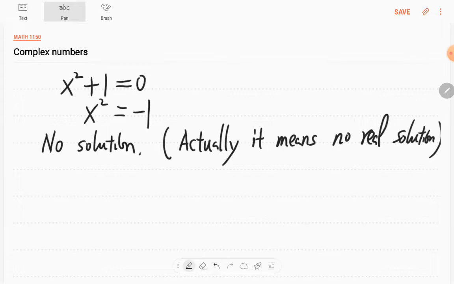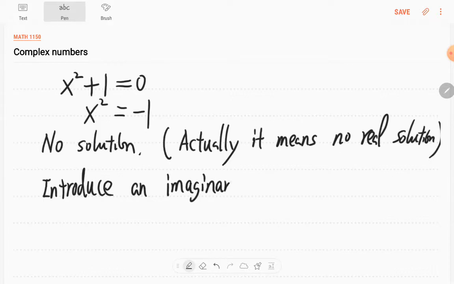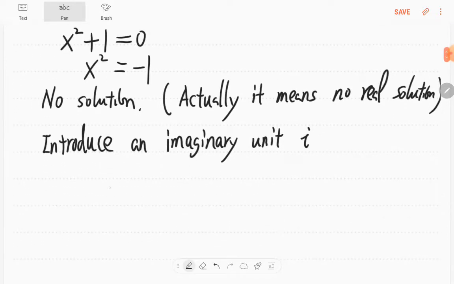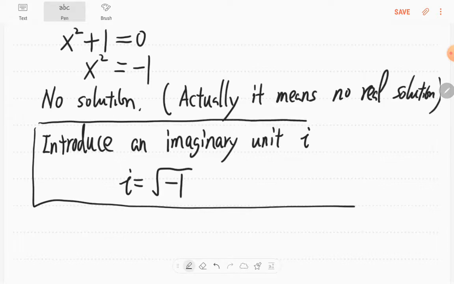So mathematicians wanted to solve this kind of equation, x squared equals a negative number. So they introduced what is called an imaginary unit, which is denoted by I. How to define it? We define I equal to the square root of -1. So we introduce this imaginary unit I. I means the square root of -1.